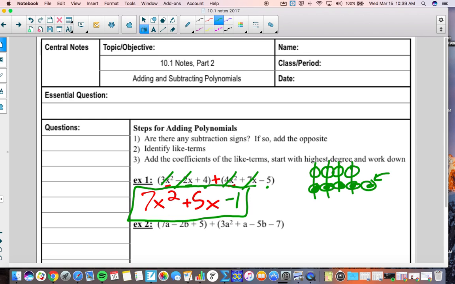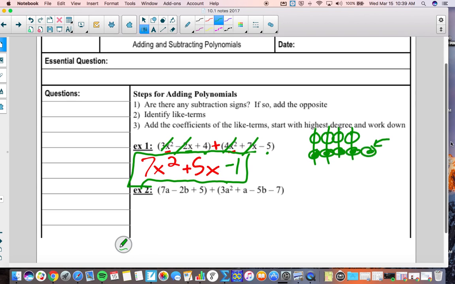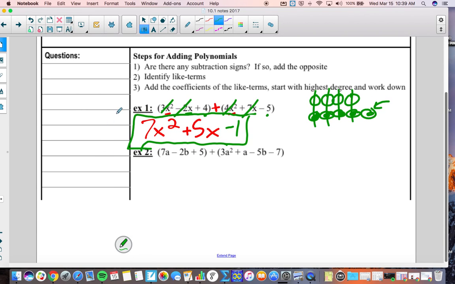So I showed adding polynomials there, combining like terms, using shapes. If that helps, please do that. Some of us were using more of a shortcut last October when we were combining like terms. So here I'll review the steps of the shortcut. Look for any subtraction signs. For some of us, if we see minus 2b, we forget that that minus sign makes the 2 negative. So we could look for any subtraction signs and add the opposite.